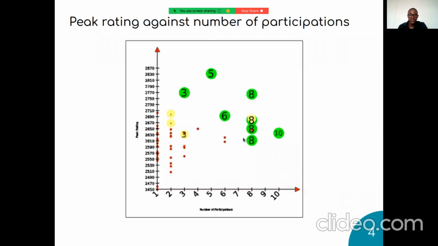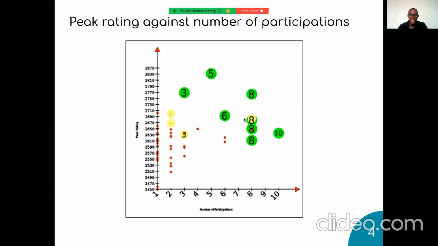Then we have a scatter plot to show us how the peak rating varies with the number of participations. At first glance, we can see that we have clusters: the yellow one, the red one, and then the green one on a high level. The quickest intuition is that the green ones, again, the ones that have been world champions before, generally have a relatively high peak rating compared to the rest, and they generally played more games.